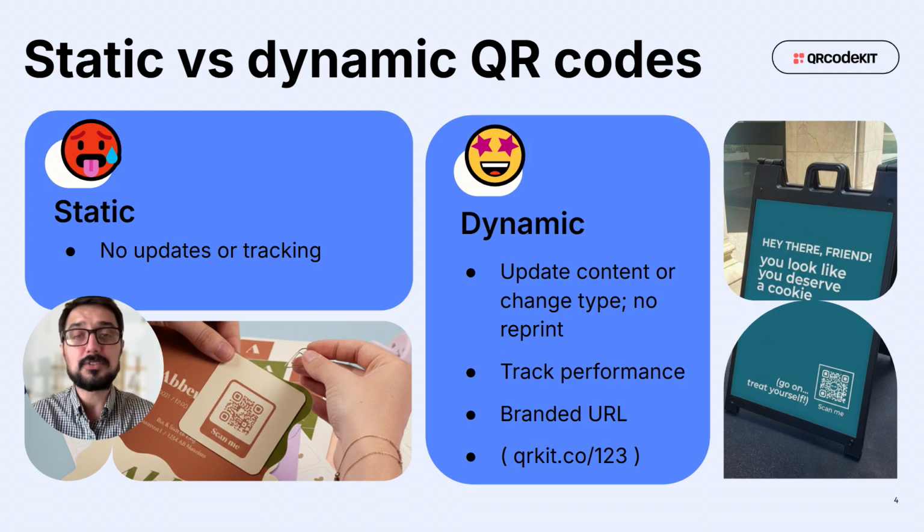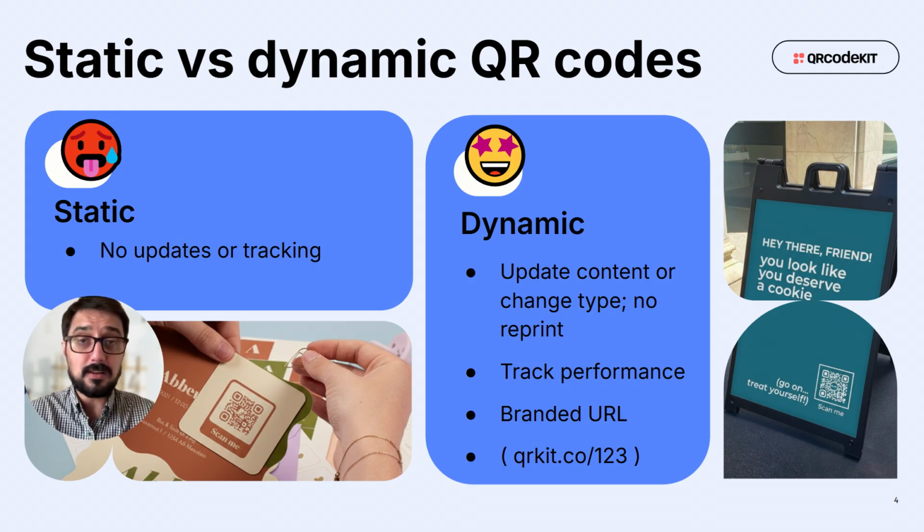So static versus dynamic QR codes. Static QR codes are the standard QR code. They were invented back in 1994 to track vehicle parts during manufacturing. And basically what they do is encode the information directly into the QR code, the patterns that you see. There's no way to update or change it, and there's no way to actually get statistical information from them.